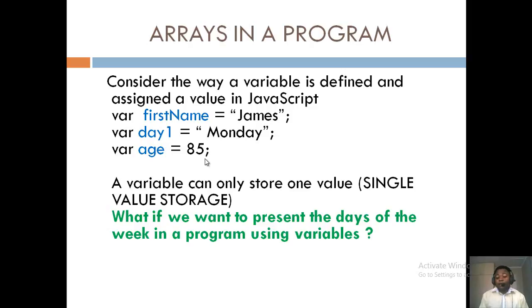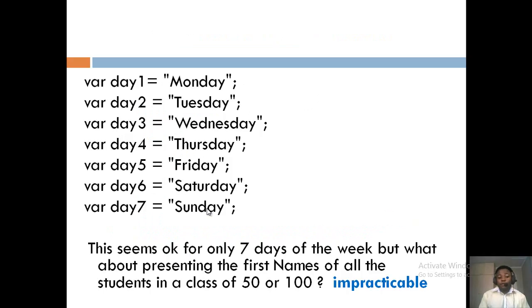A variable can store just one value, just like we have seen here. We have firstName James, day1 Monday, and var age 85. So all these variables are only capable of storing one single value. But now, what if we want to present the days of the week in a program using variables? We have 7 days in a week, and what if we want to create variables to present each day of the week? So this is what we are going to end up with.